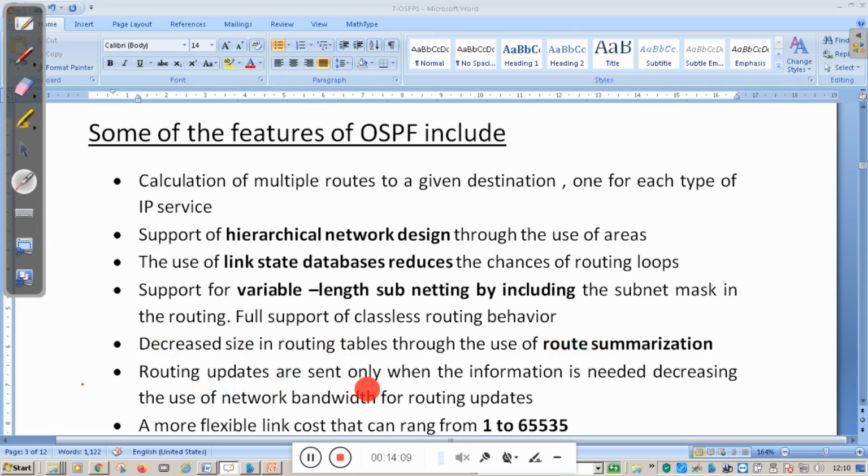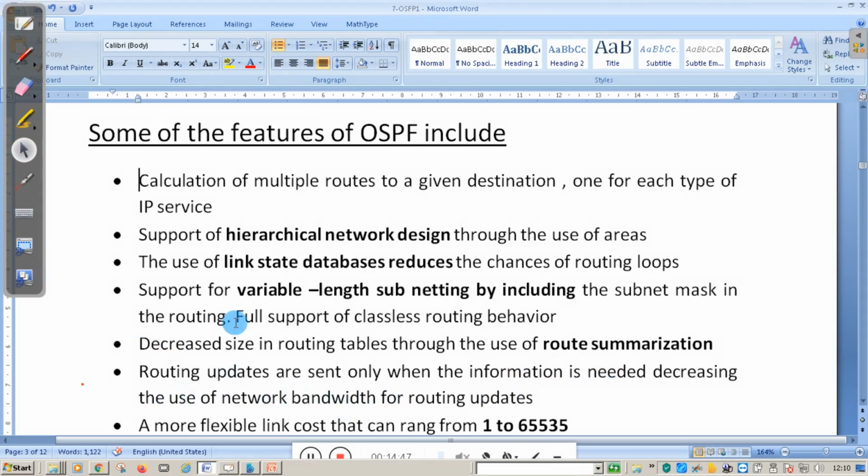And routing updates are sent only when information is needed, decreasing the use of network bandwidth. See, in the case of the distance vector protocol, every 30 seconds each router will send the routing update to the other router, and the other router will process this routing update and pass the routing information to the other router. But in the link state protocol, once the database is stabilized, routing updates are sent only when the information is needed, which will decrease the network bandwidth.